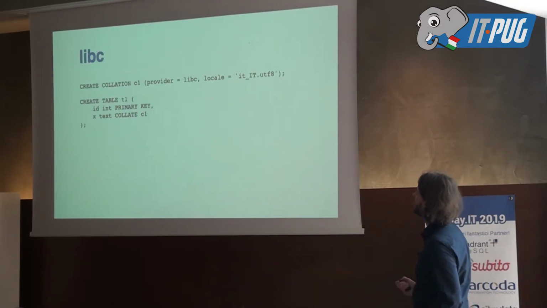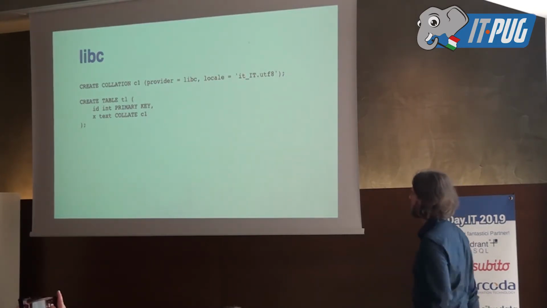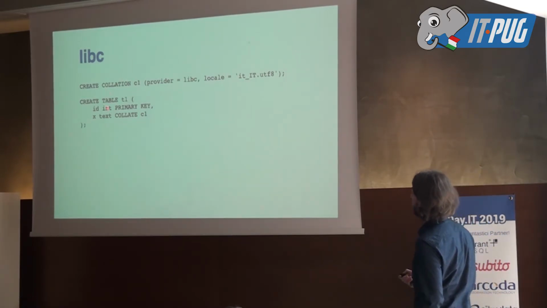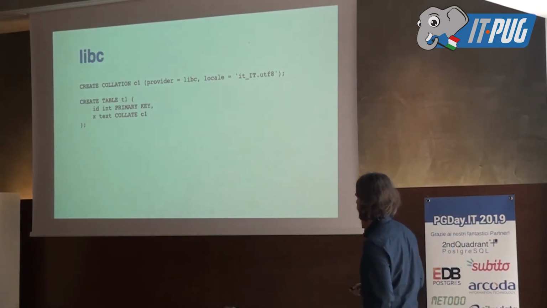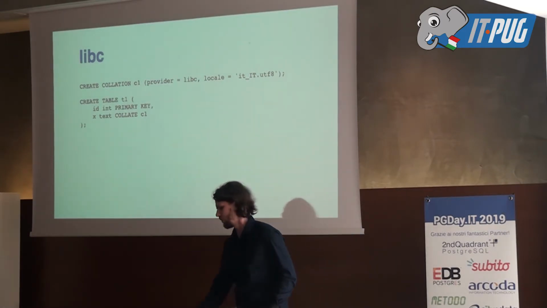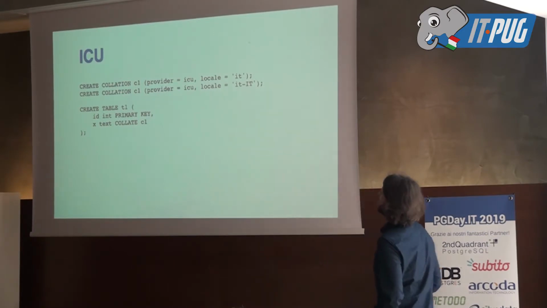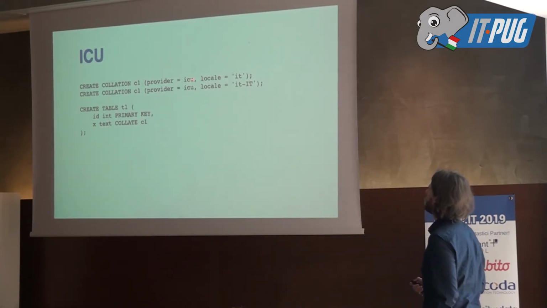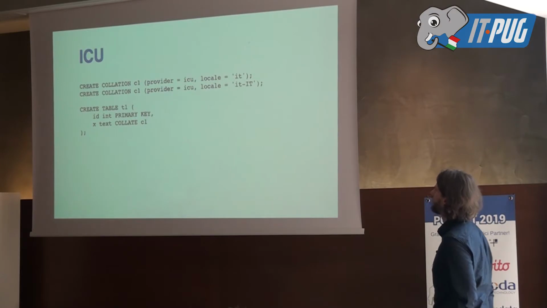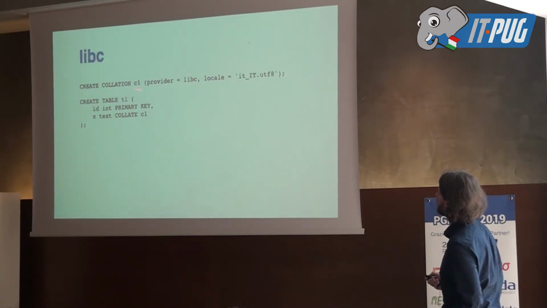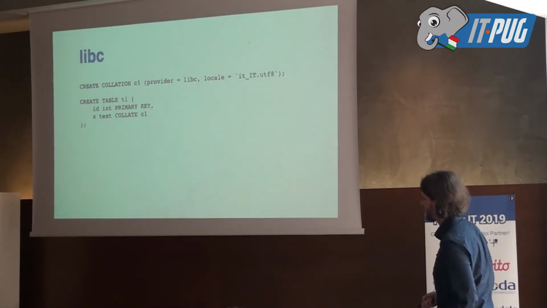So how to use that? If you create a collation, you can pick what provider you want to use. So you can use both at the same time. You just say, for this collation, I want to use libc, and then you give it a locale name from your operating system, okay? And then you can use it in your table or in your domains or expressions and so on. Or if you want to use ICU, then you just write ICU, and then the syntax for the locales is a little bit different. This is what you might know from your operating system locales.